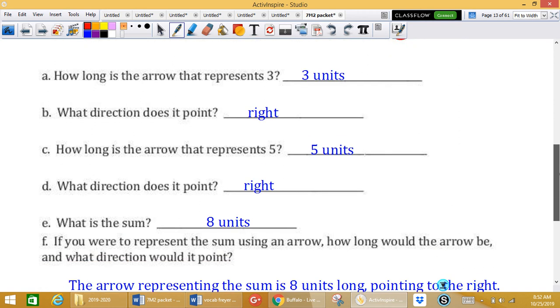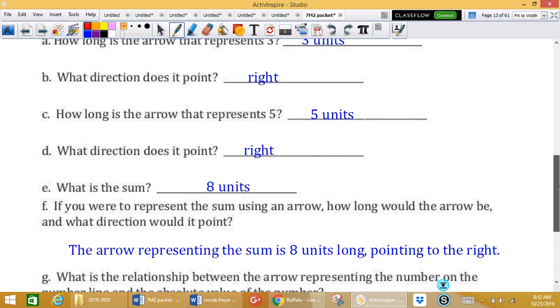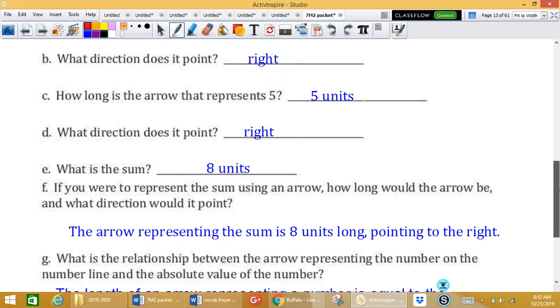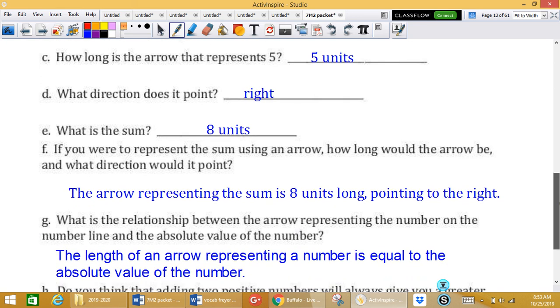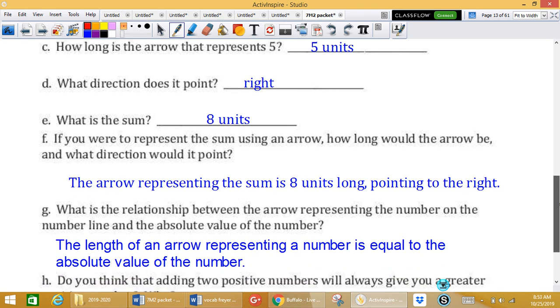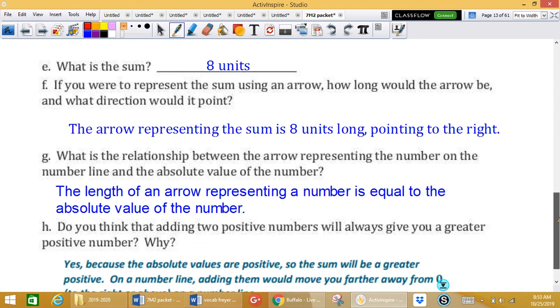What is the sum? It's 8. If you were to represent the sum using an arrow, how long would it be and what direction? The arrow that represents the sum is 8 units long, pointing to the right. What is the relationship between the arrow representing the number on the number line and the absolute value of the number? The length of the arrow representing a number is equal to the absolute value of the number.